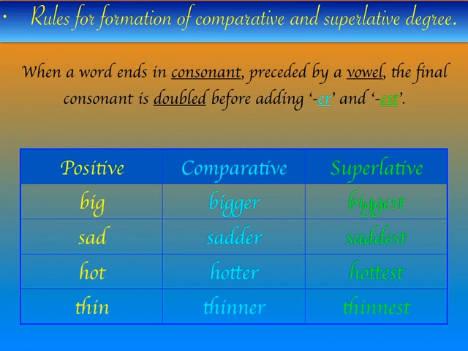Let's see the second word, that is sad. Here the last letter of the word is D, which is a consonant, and it is preceded by the vowel A. So the comparative form would be sadder, where we have doubled the consonant D and added ER, and the superlative form would be saddest, where we have again doubled the consonant D and then we have added EST to form superlative degree. In the same way, the word hot, hotter and hottest, and last word is thin, thinner and thinnest. So let's see one example related to it.